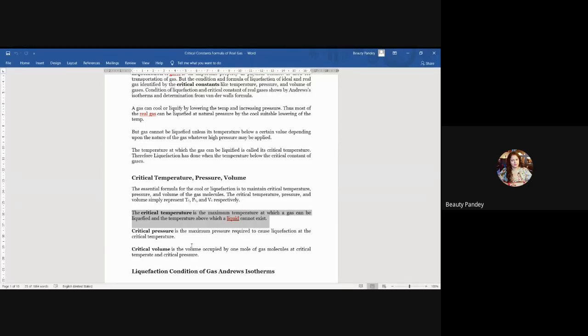So you understood what critical temperature is? It is the maximum temperature that is required for a gas to be liquefied, and above which the liquid cannot exist. Why can liquid not exist? Because above the critical temperature we get the supercritical phase. Critical pressure is the maximum pressure required for liquefaction at critical temperature, and critical volume is the volume occupied by 1 mole of a gas at critical temperature and critical pressure.